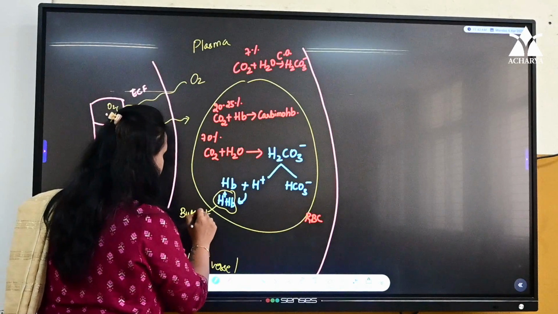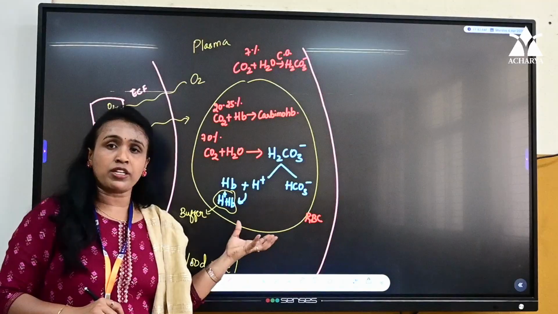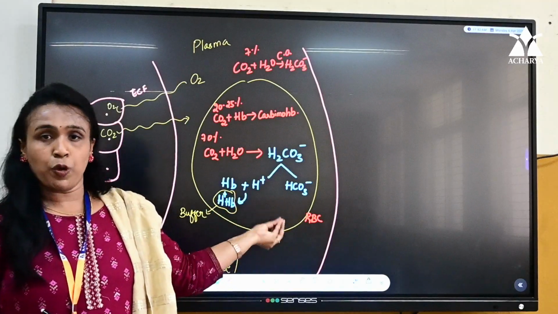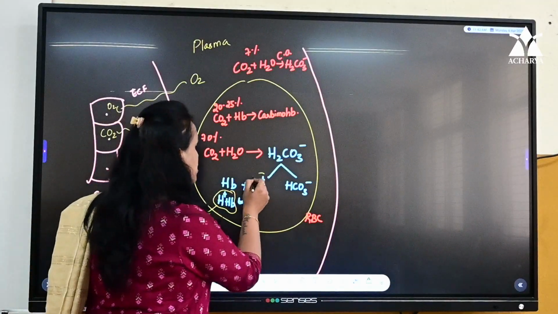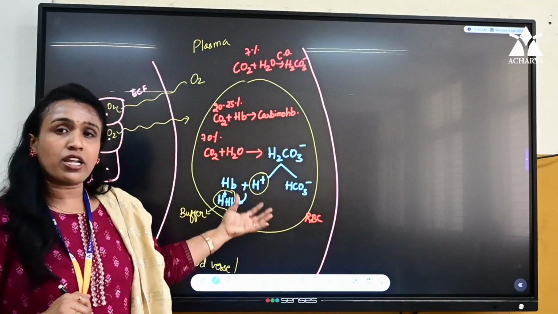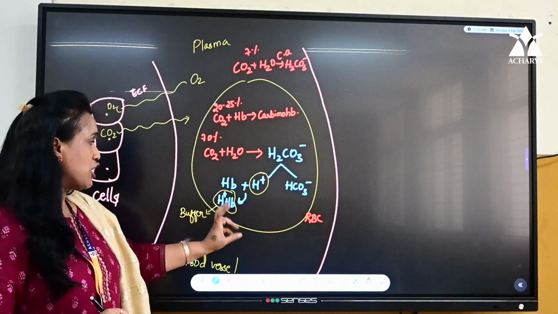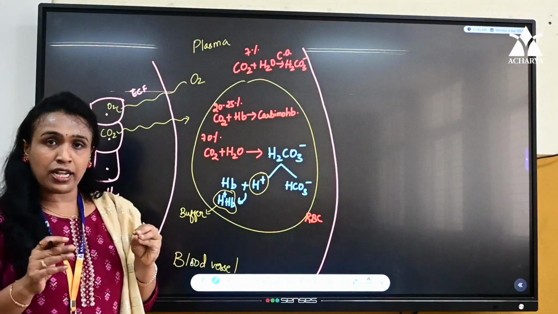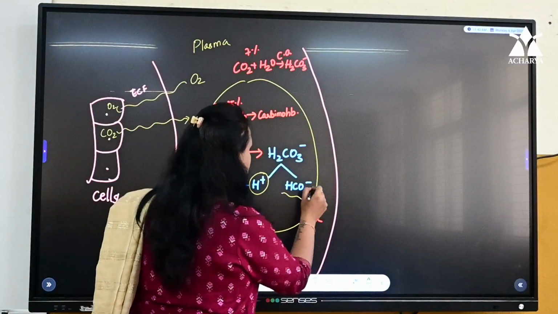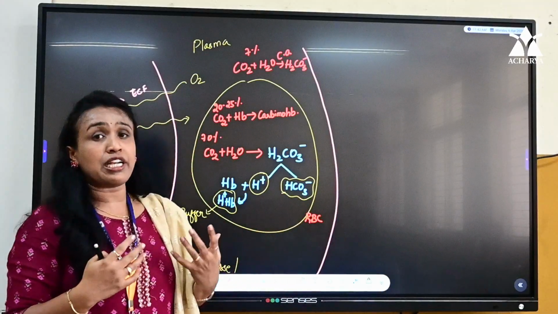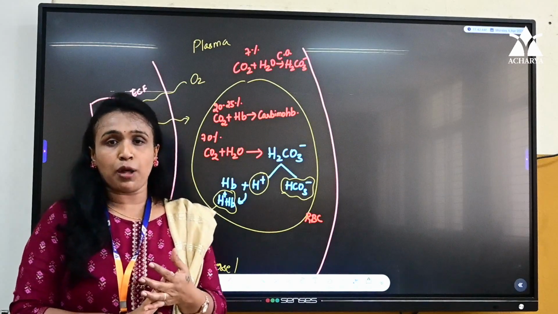See, RBC is a very delicate cell. It should not get denatured. Higher pH will denature the protein, right? In the same way here, if the H plus ion is increasing, then it may denature the RBC. So Hb combines with H plus, and H plus Hb will act as a buffering agent. Now this HCO3 minus, one negative ion, is free inside the cytoplasm of the RBC.